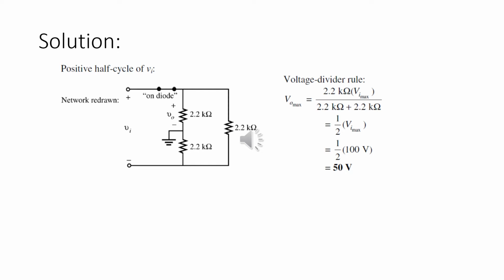Firstly, since we have two branches in parallel, the total voltage at each branch will be 100 volts, which is the input positive voltage. So this voltage is being divided across two resistances of 2.2 kilo ohms. We are using the voltage divider rule: 2.2k times Vi maximum divided by 2.2k plus 2.2k. This gives us 50 volts because the voltage is being divided. So in the positive cycle, we get an output that is a sinusoidal voltage with a peak of 50 volts.